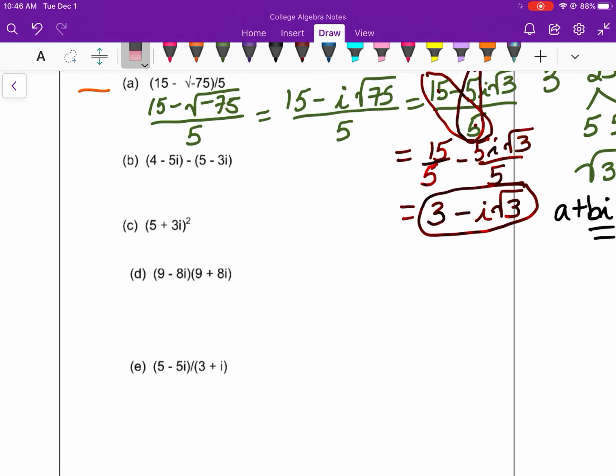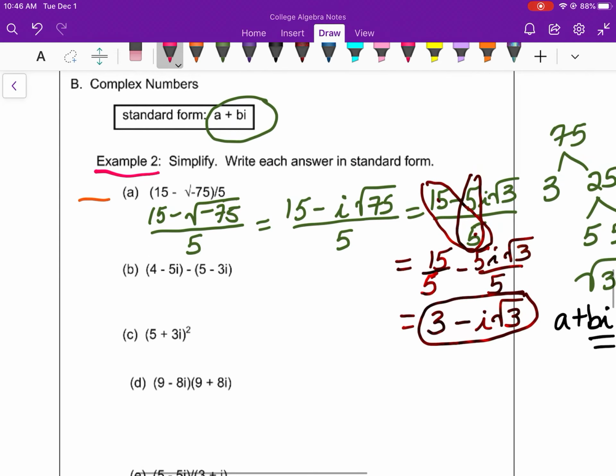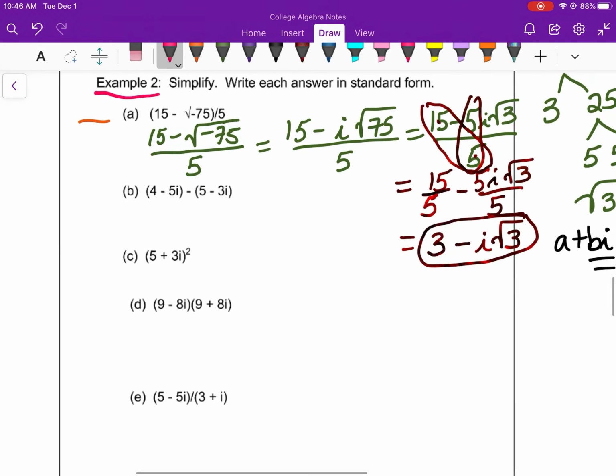Okay, the second lesson, or the second part of your notes for lesson 1-3 picks up with part B. This is from example 2 under complex numbers. All right, this first one just shows subtraction.